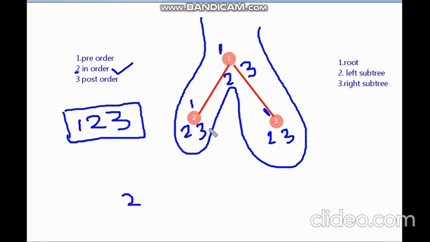Next I am traveling like this. Yes, 2 is visited. Yes, this 2 is for 1. This 1 is printed. Then I am traveling. So here 2 is visited. That 2 is for 3. Yes, this is the in-order.